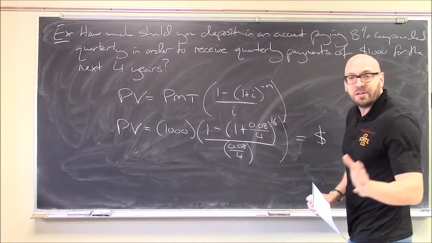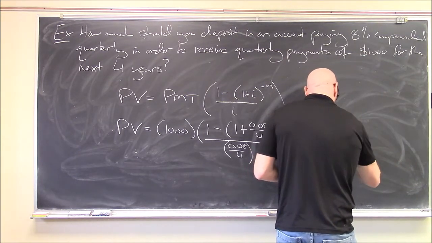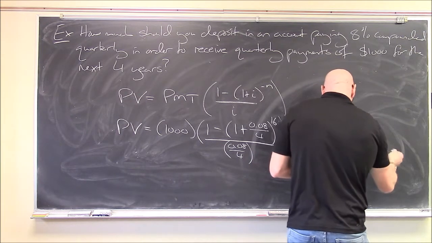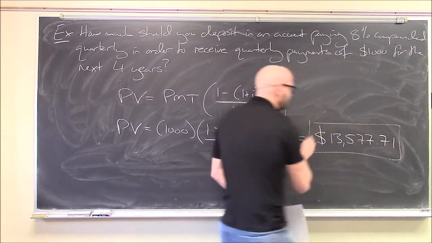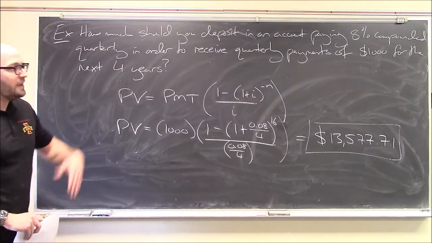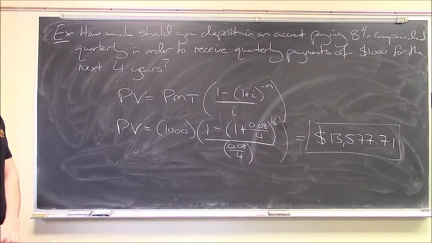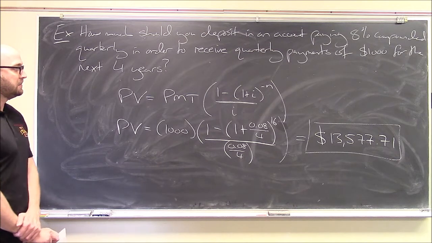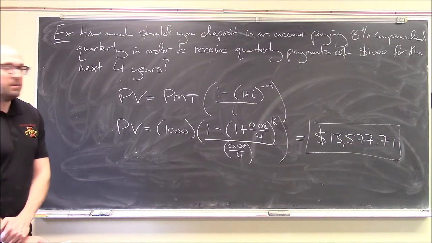remember we wanted something slightly less than 16,000. This is 13,577.71. So we would make this initial deposit, and then we'd be guaranteed over the next 4 years to be able to withdraw 16,000 total. Sort of a good deal.